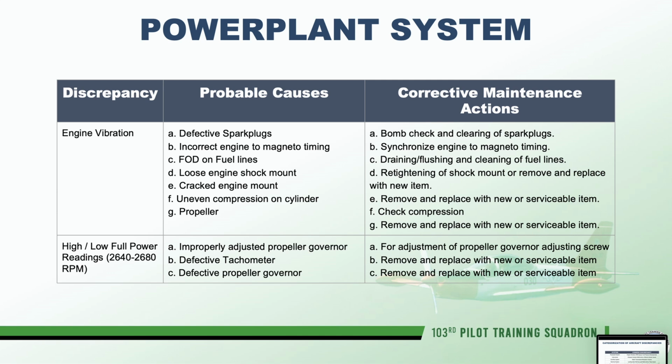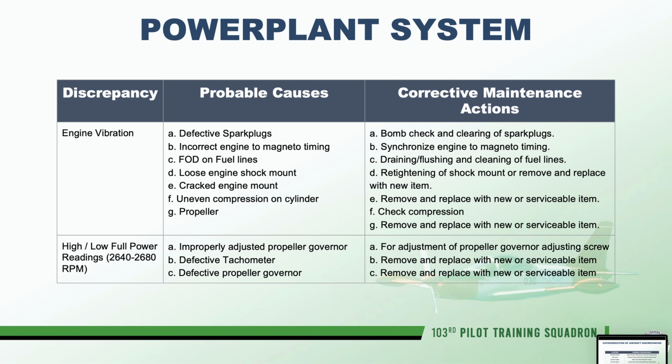Spark plugs: start with a bomb check to identify fouling or damage. Clean or replace as necessary. Engine to magneto timing: incorrect timing can cause significant vibration. Synchronize the timing meticulously. Fuel lines: foreign object debris in the fuel lines can disrupt the fuel supply, leading to vibration. Drain, flush, and thoroughly clean the lines.